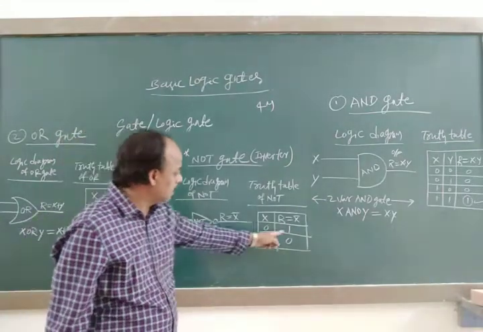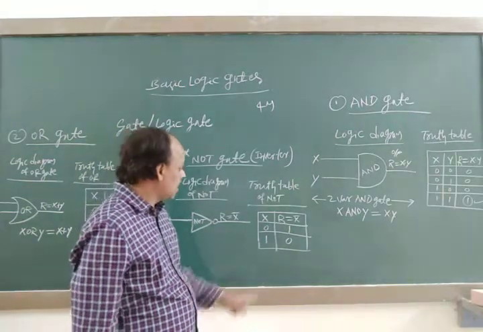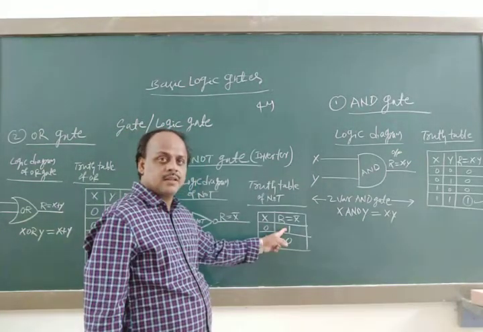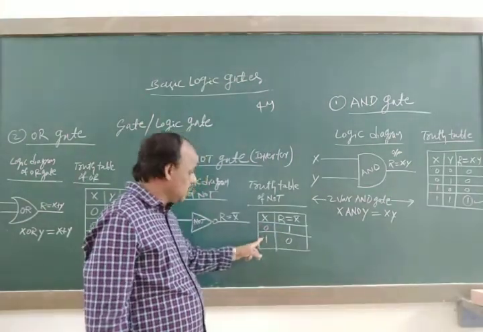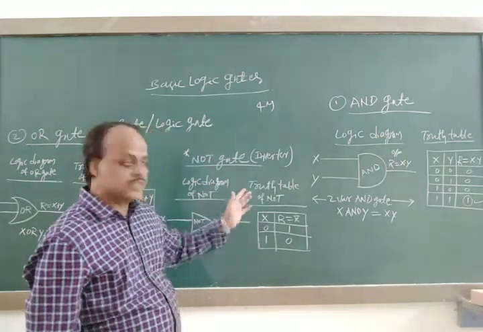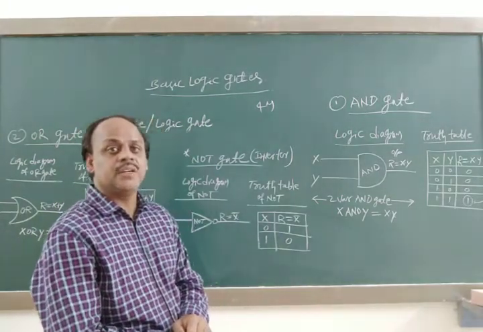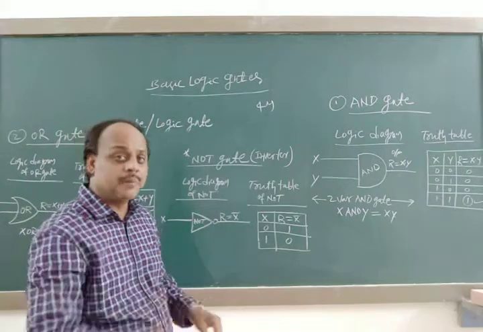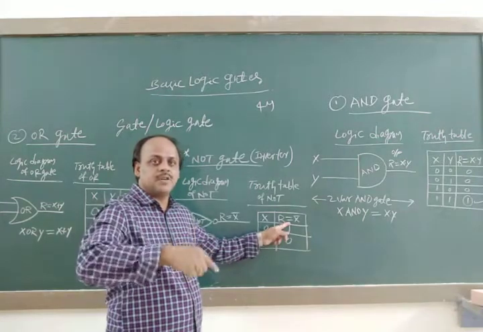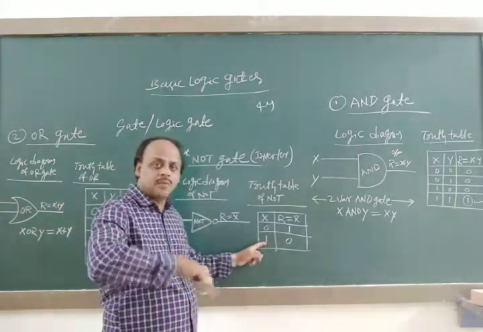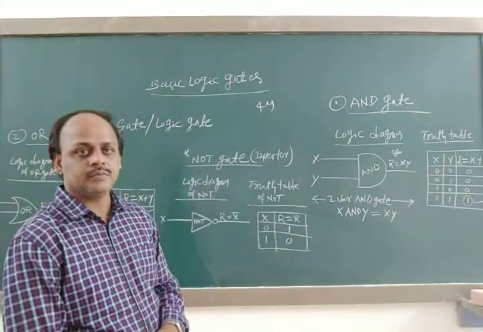That's why we can say that NOT is one of the basic gates in which output is high if input is 0. Output is low if input is 1. That is, a NOT gate is one of the basic gates in which output is inverted, or we can say output is complement of input. If input is 0, output is complement, means 0 complement is 1. If input is 1, 1 complement is 0. Like this we can define NOT gate, right?